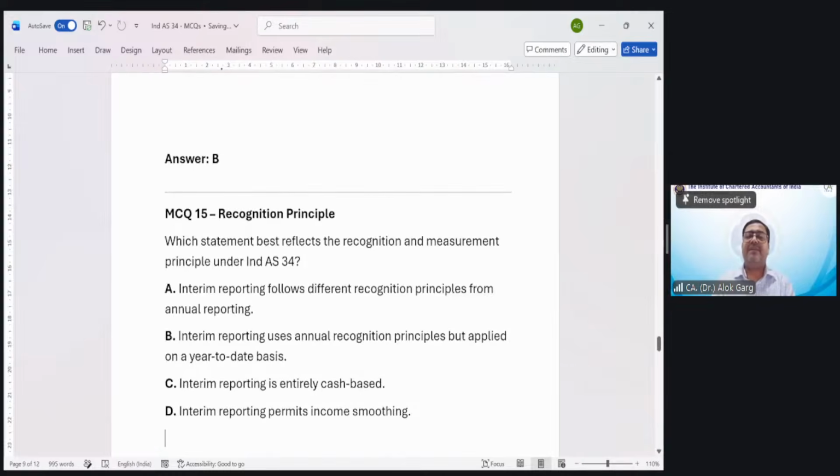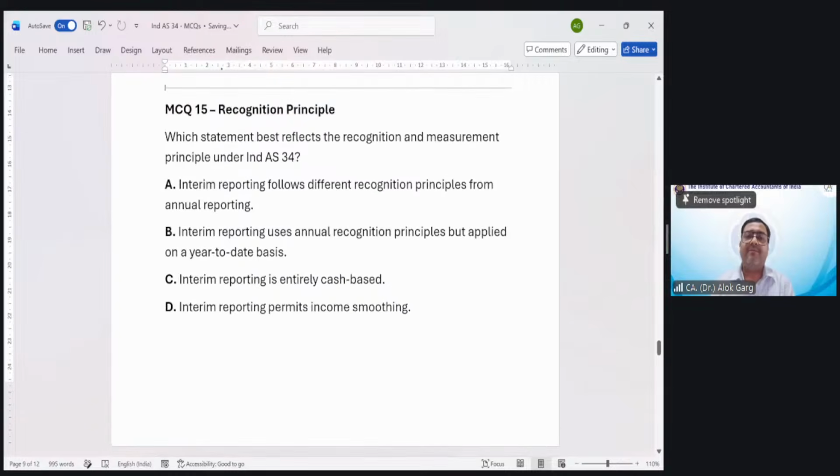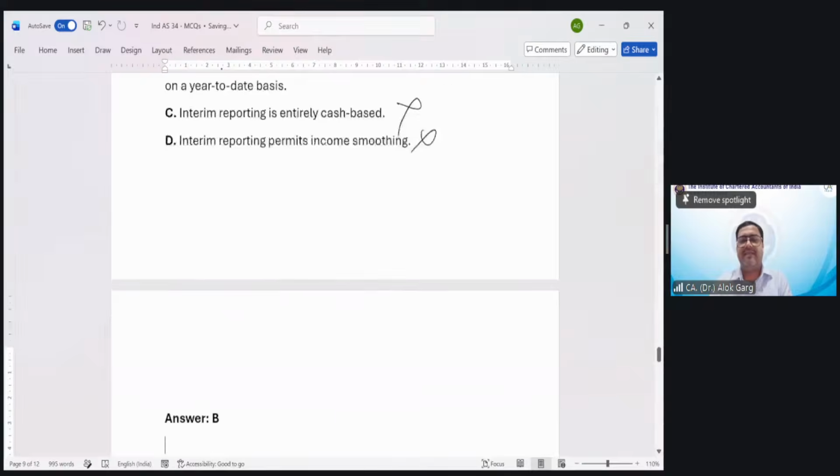Recognition principle. Which statement best reflects the recognition and measurement principle under Ind AS 34? Interim reporting follows different recognition principle from annual reporting. Interim reporting uses annual recognition principle but applied on a year-to-date basis. Interim reporting is entirely cash based. Is that right? No. It is accrual based. Interim reporting permits income smoothing. No. It is not permitting income straight lining. C and D are not the right answers. What is the right answer? B is the right answer, my dear friends. Yes, B is the right answer.